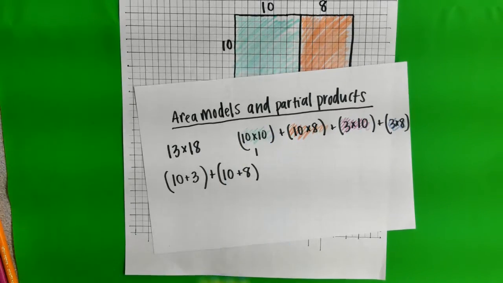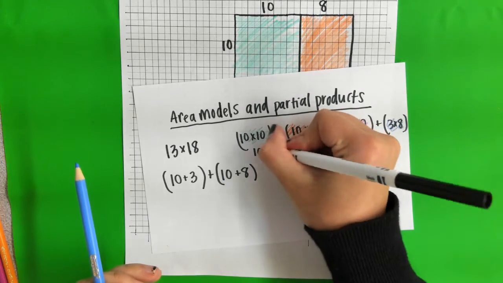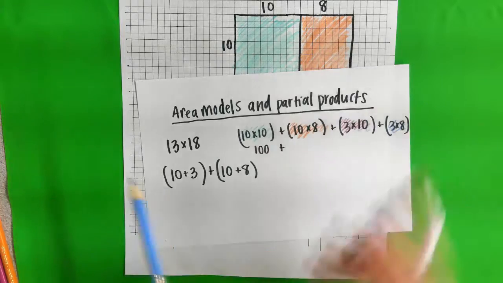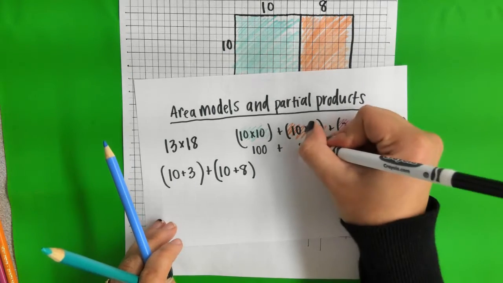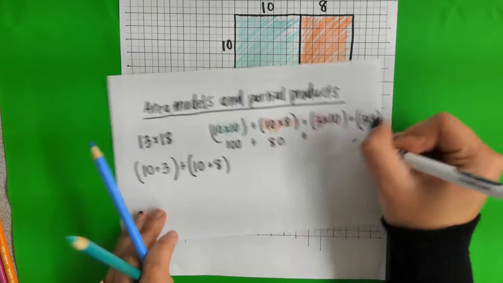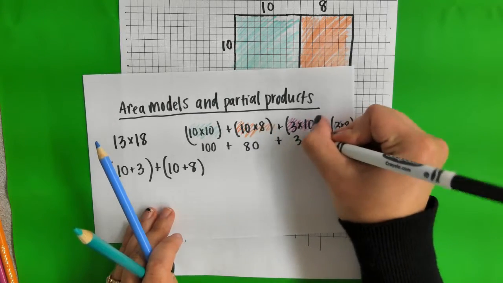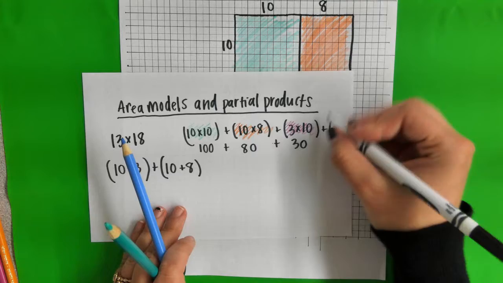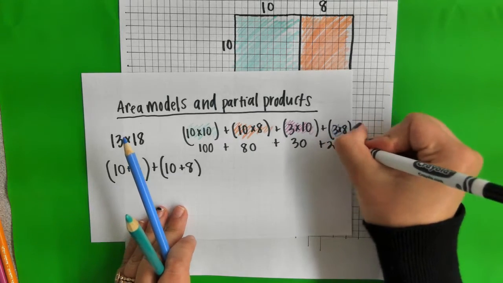Uncover the 2 zeros, so 1 and 2 zeros is 100. Drop my plus sign down. I know 10 times 8 is 80. Drop my plus sign. I know 3 times 10 is 30. And I know 3 times 8 is 24.